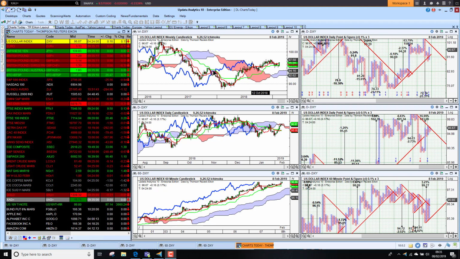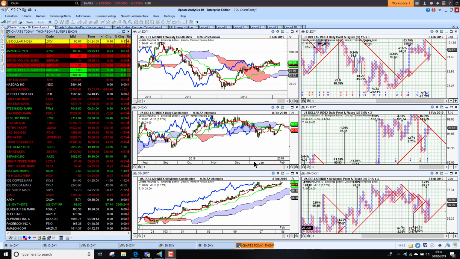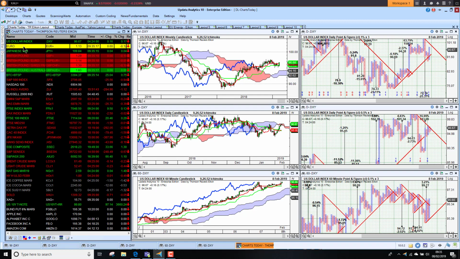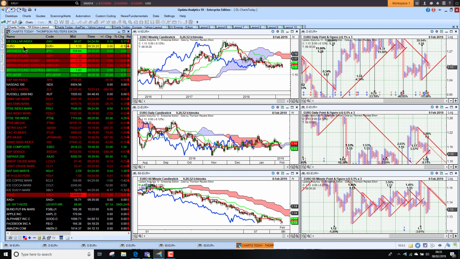So remembering this is my weekly, my daily, and my 60-minute chart. So my long-term, my medium-term, my short-term view. And this data coming from Thomson Reuters Eikon, or if you're a Metastock Zenith user, it's Metastock Zenith.